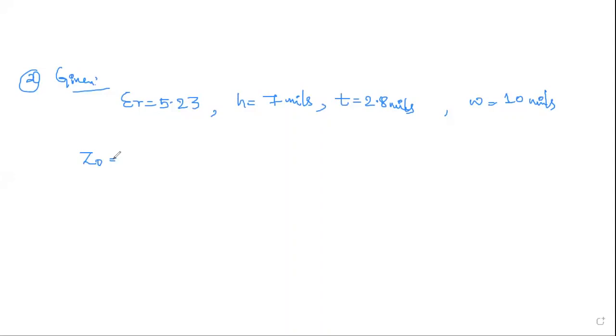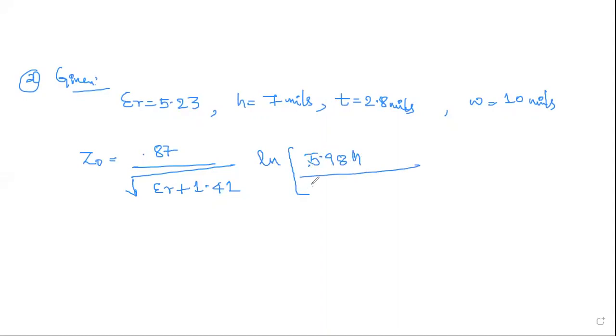Why? Can you tell me? T value is given here. T value is given. Yeah. If it is not mentioned in the question, narrow or wide, just see the parameters which are given. If t is given, then it will be a narrow microstrip line. Use the formula, that is 87 divided by square root of epsilon r plus 1.41 ln 5.98 h divided by 0.8 w plus t. Substitute and tell me the answer.